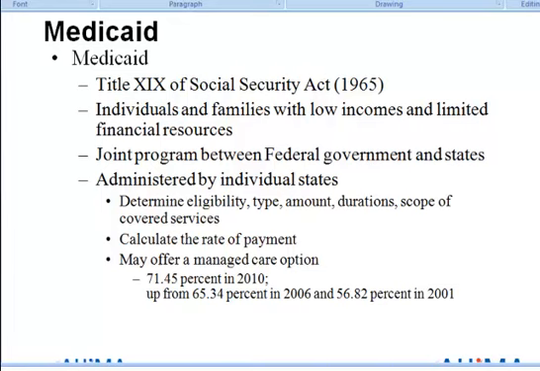It is administered by each individual state, so each individual state can develop and maintain a unique program to their state. They will each determine what are the eligibility requirements, what services will be covered. So for that reason, coverage from state to state is very, very different. A person that qualifies in one state may not be covered in another state.